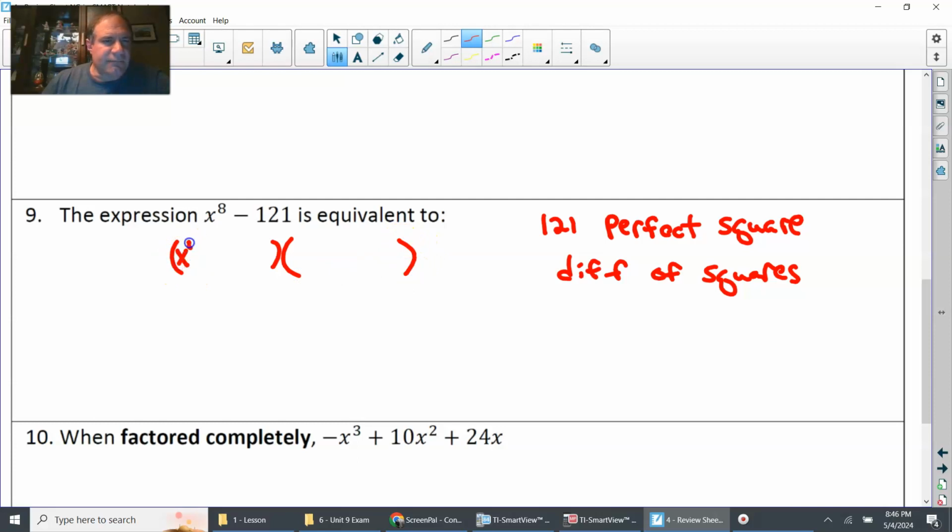This is x to the 4th times x to the 4th because that's x to the 8th. Then minus and plus, or plus and minus. What times what equals 121, and that is 11 times 11. That is the end of that answer. You don't have to go any further.